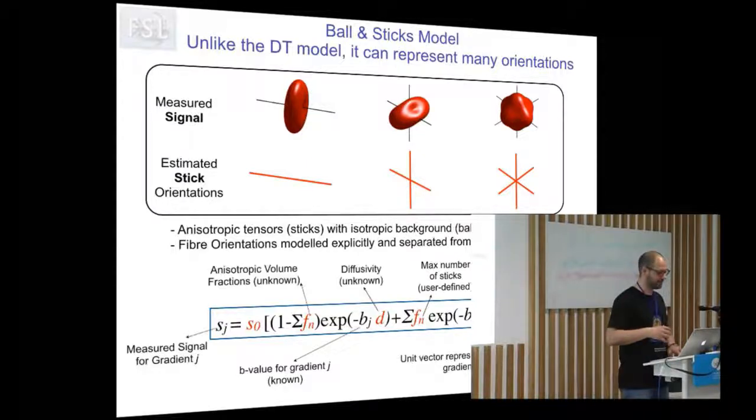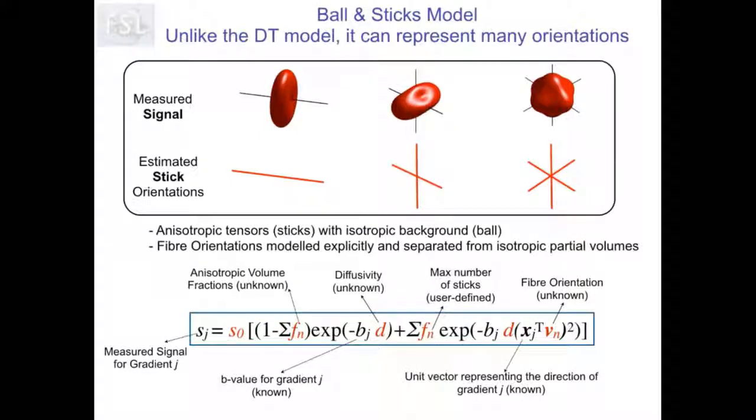So once again, we have the measured signal, the b-value, and what you're trying to estimate are effectively the red letters, the red quantities there.